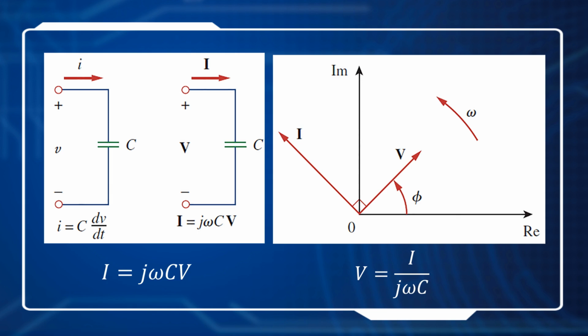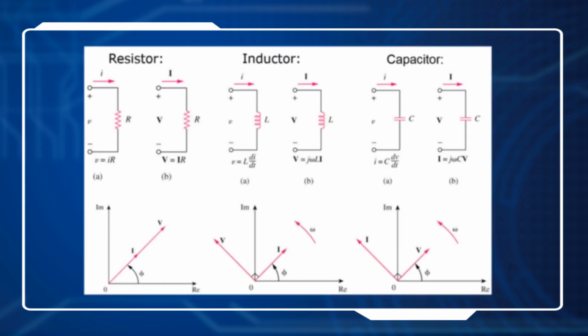And now we can put the relationship between the voltage and the current of resistor, inductor, and capacitor together. And we will find the difference. For the resistor, V and I are in phase. However, for the inductor, the voltage V is leading the current I by 90 degrees. And on the other hand, for the capacitor, the current I is leading the voltage V by 90 degrees.